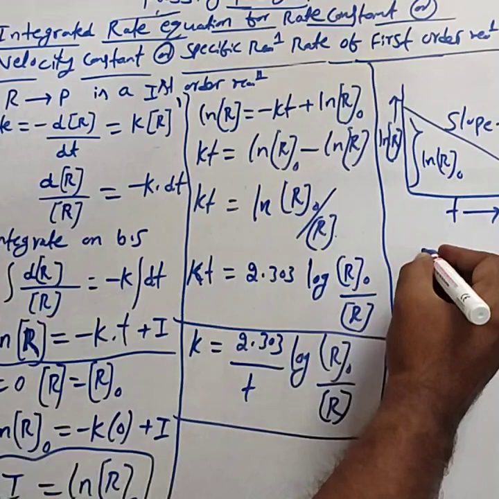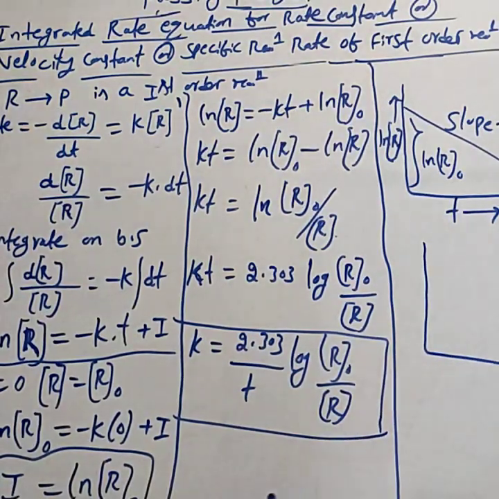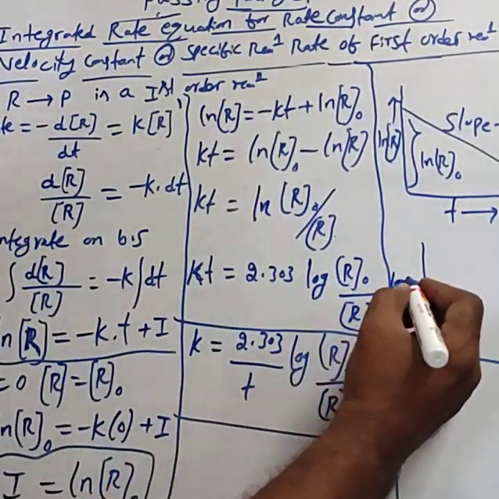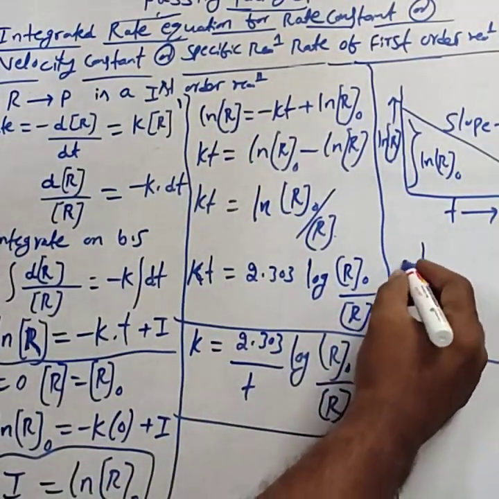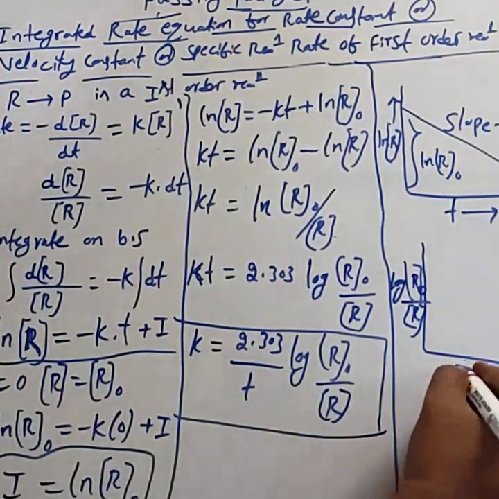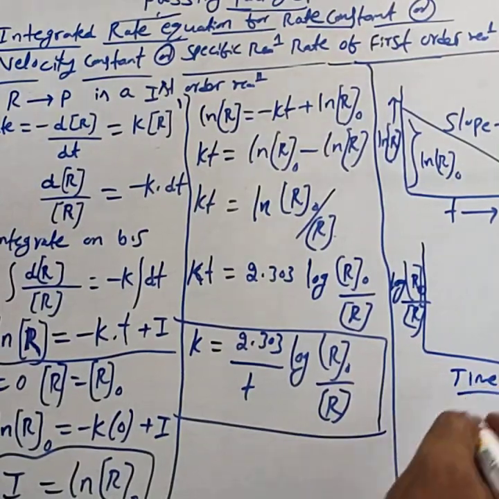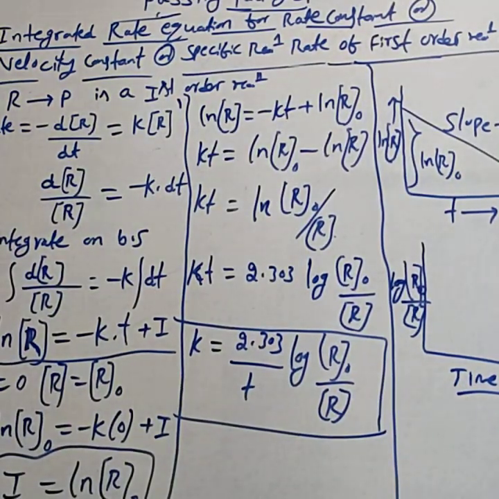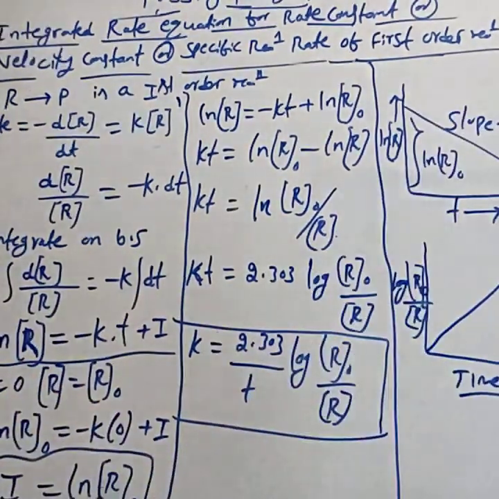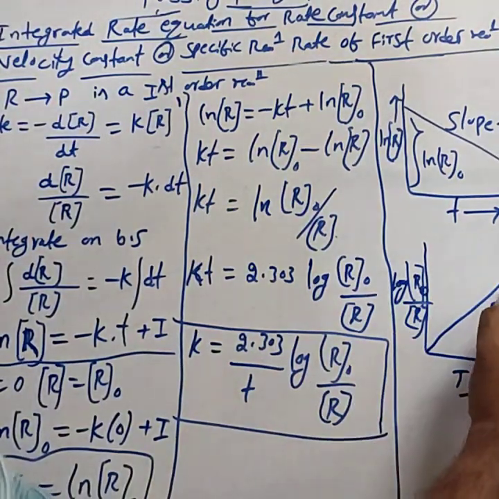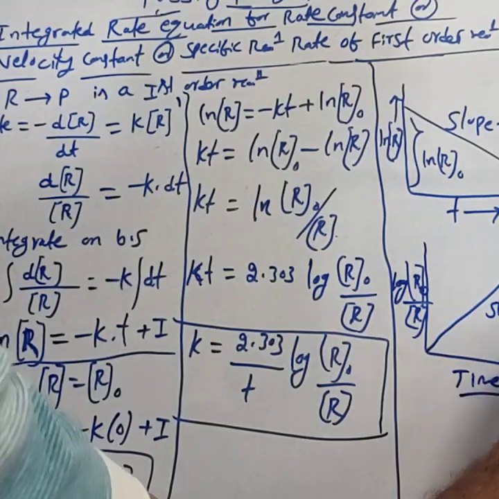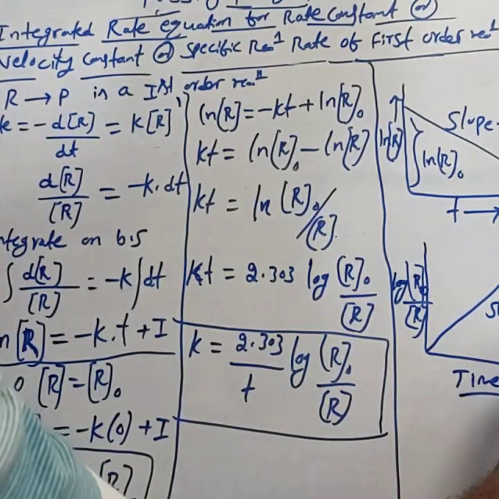Or instead of this type, you can consider one more type of graph, that is the log term, log base 10 of R naught by R versus time. Then we get a straight line passing through the origin. Then the slope equals k by 2.303, a positive slope.